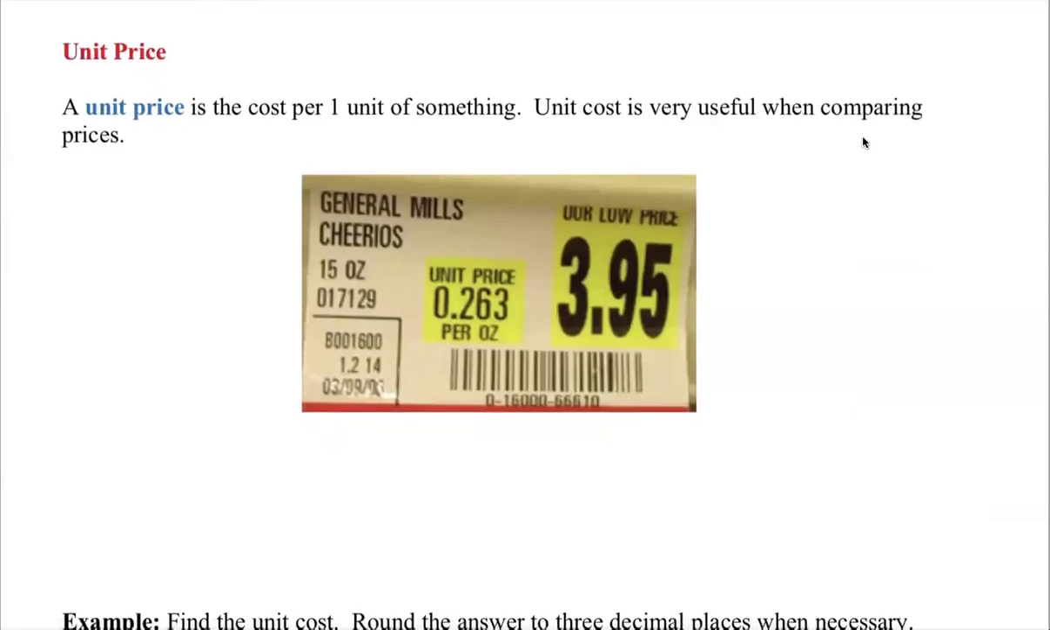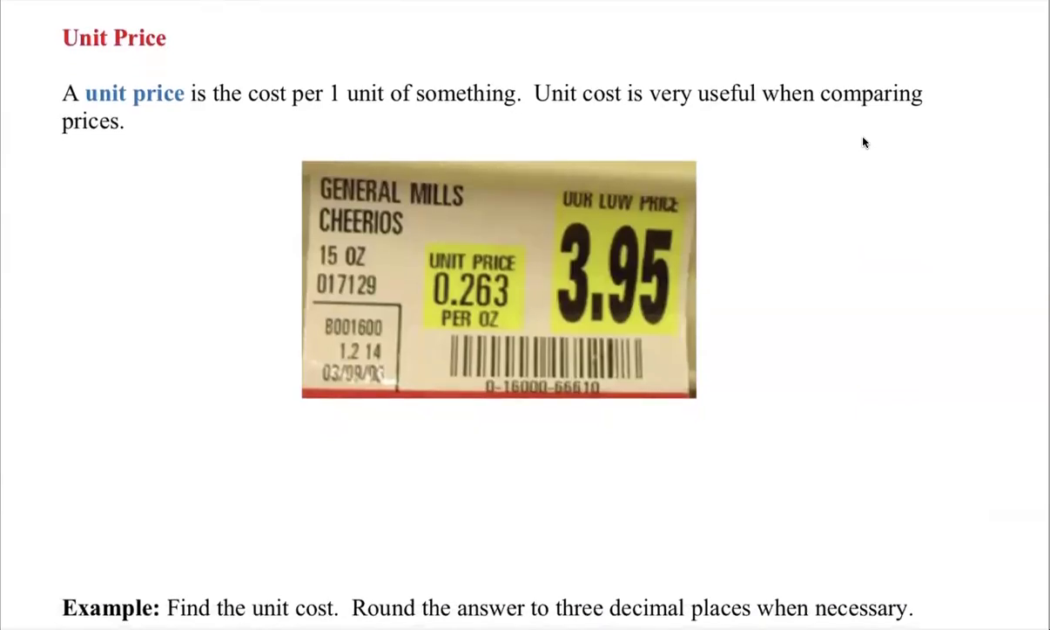A unit price is the same idea. It's the cost per 1 unit of something. So unit cost is very useful when we're comparing prices. If you've paid attention at HEB, or I think even Walmart does this, when they have a price of something, they will typically have the unit price. Notice that it says per ounce. So that's 26 cents per ounce.